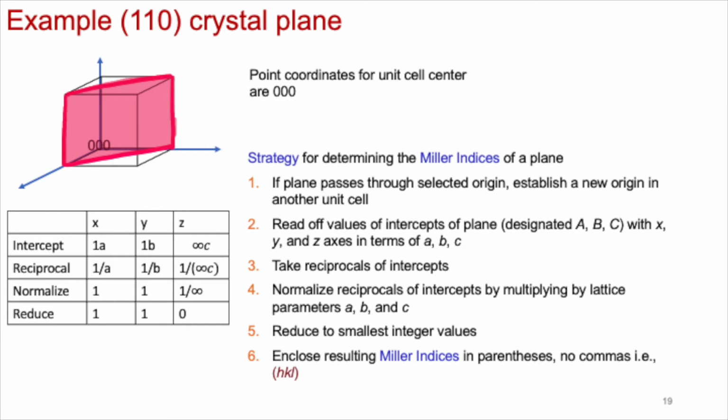So here, if you look at the intercept, first of all, you have to choose the origin. The most logical selection would be 0, 0, 0. But since this particular plane does not intersect 0, 0, 0 at any point, it's denoted as infinity C. So that's why when you take the reciprocal, 1 over infinity, that's how you generate 0. Okay.